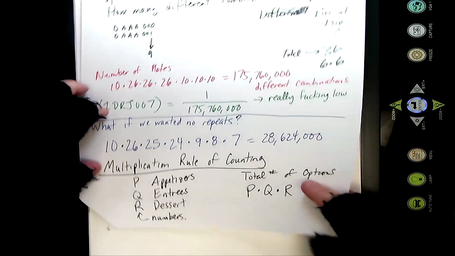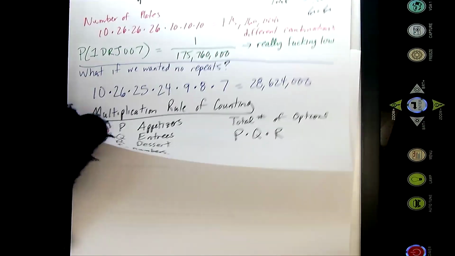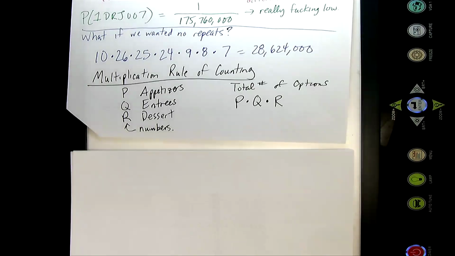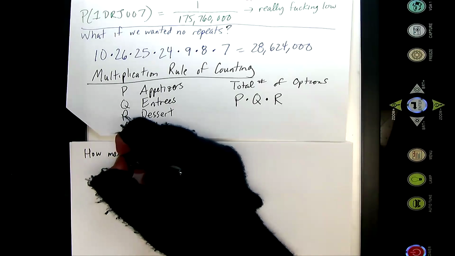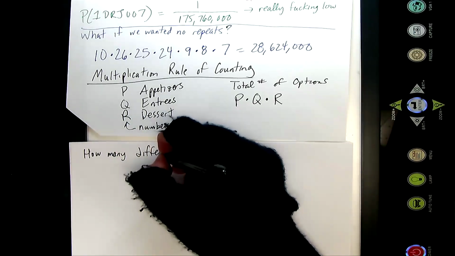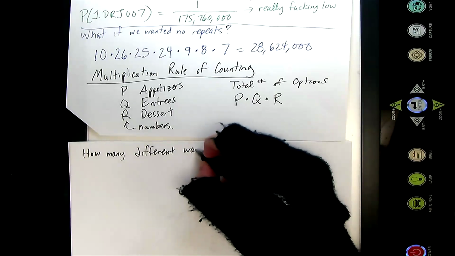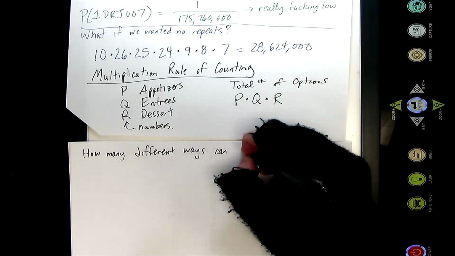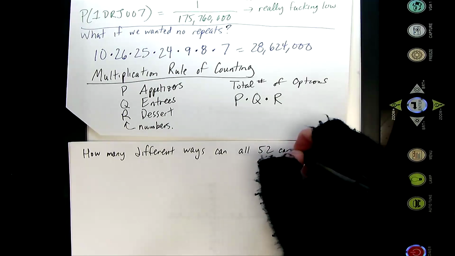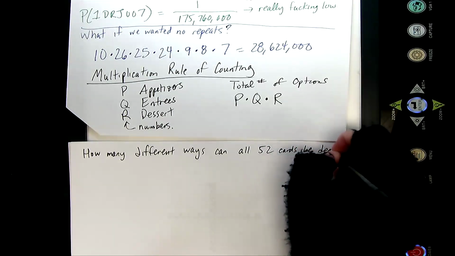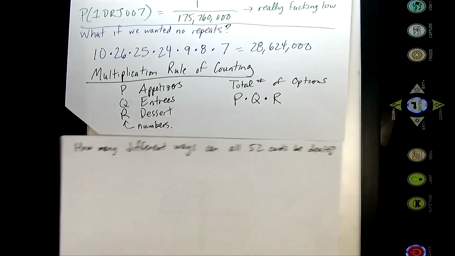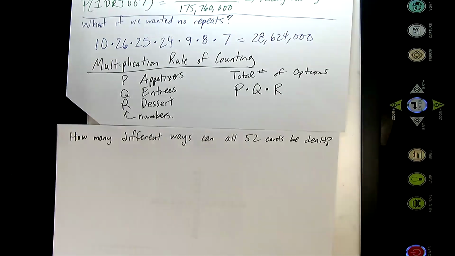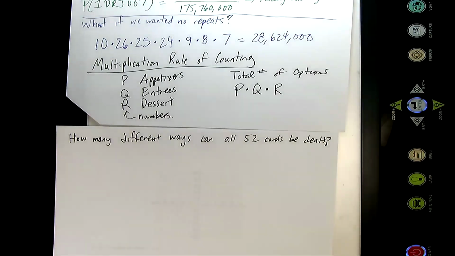If I were to draw every single card in a deck, how many different ways could all 52 cards be dealt? We'll expedite this process a little bit, but we're gonna do the first couple cards and read out what's going on.